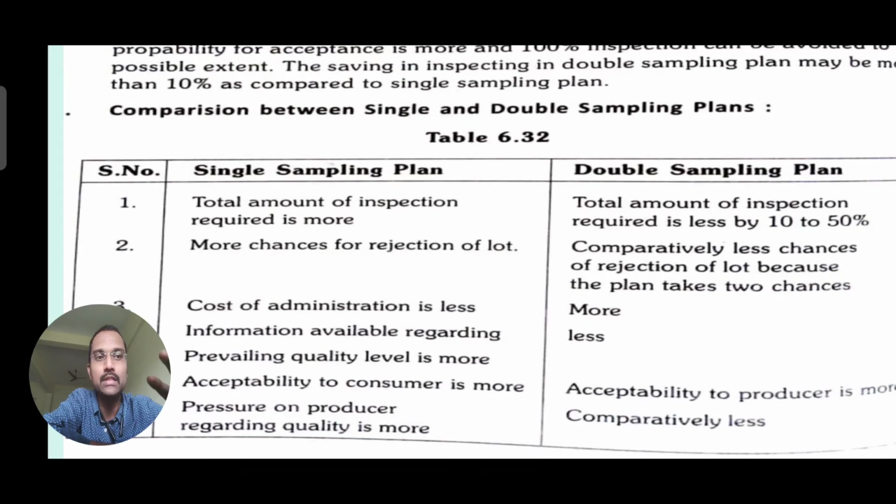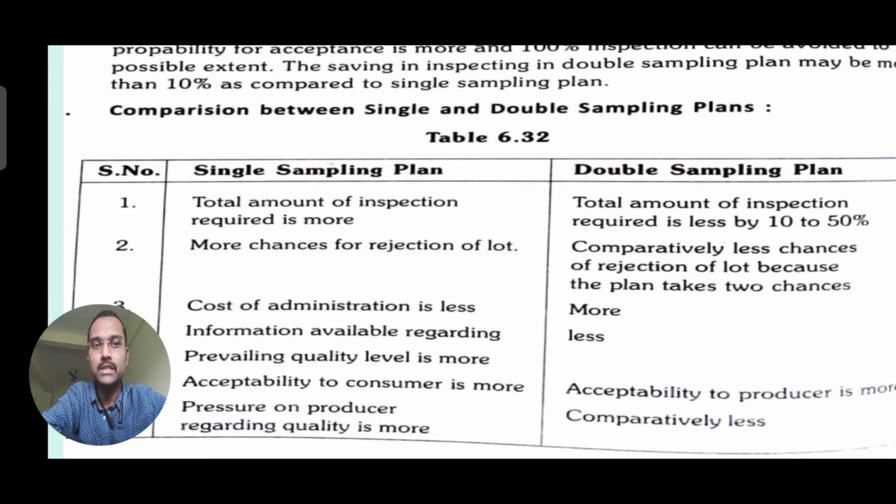Two samples are considered, and the acceptance number depends on them: C1 for the first sample, C2 for the second sample. In combination, if the number of defective products is not crossing the acceptance number C2, not exceeding 2, then we can accept the lot. So there is less chance of rejection in the double sampling plan.